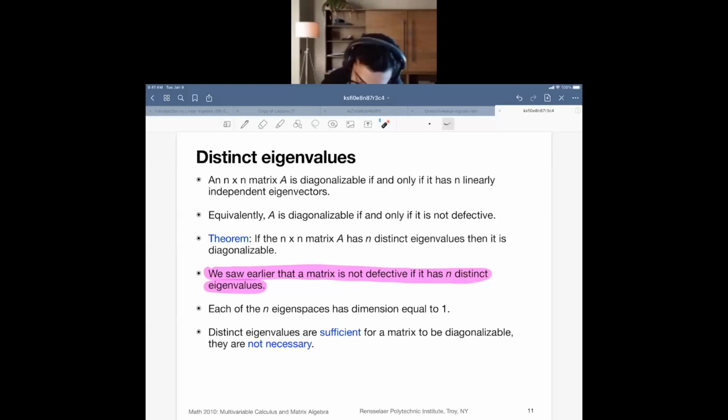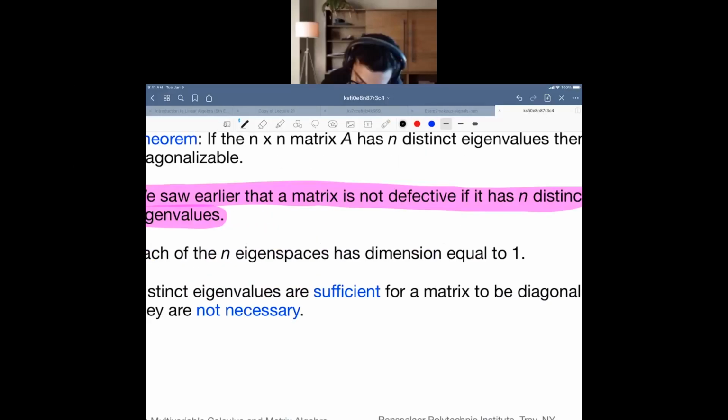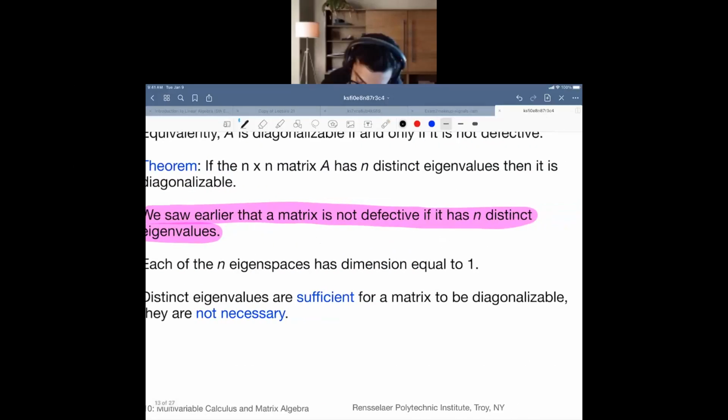However, it is possible that you may have repeated roots, which means that you have repeated eigenvalues, but you still may have a diagonalizable matrix. And we'll take a look at an example over there. So this is a sufficient condition, but it is not a necessary condition. So we can make the statement here. What we are using here is the fact that if algebraic multiplicity equals 1, that also implies that geometric multiplicity equals 1.